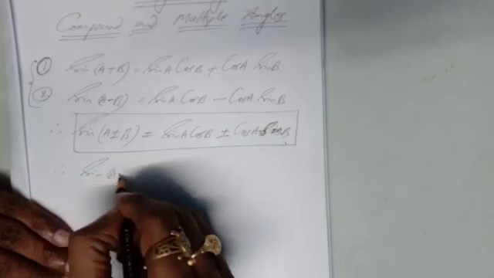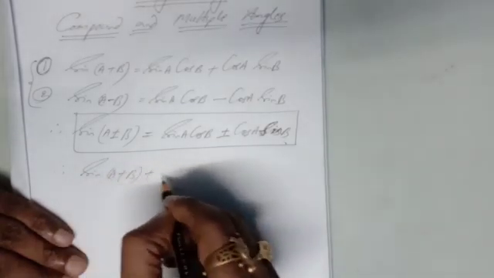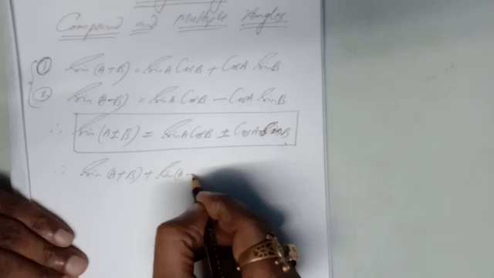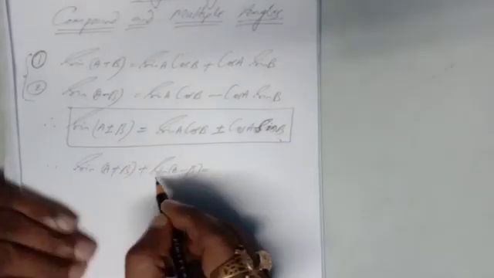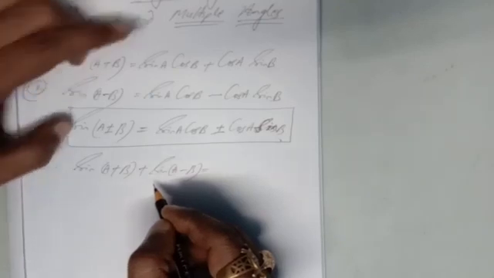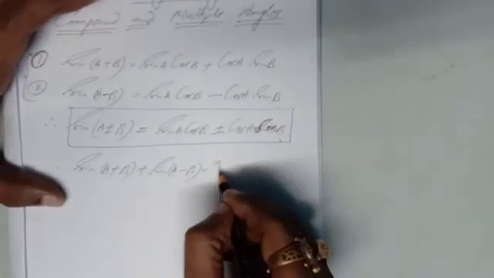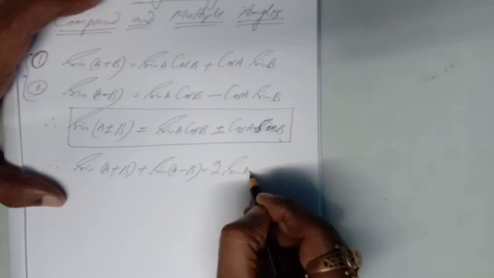If you add the two formulas, sin a plus b plus sin a minus b, you will get another new formula here. That is also a transformation formula required. If you add, the second part will be cancelled out. So finally it will be 2 sin a into cos b. This is one formula derived here.